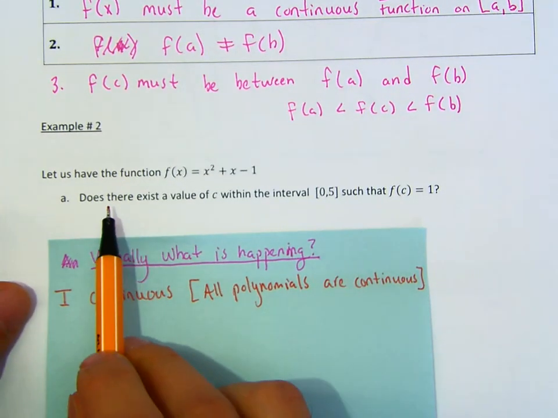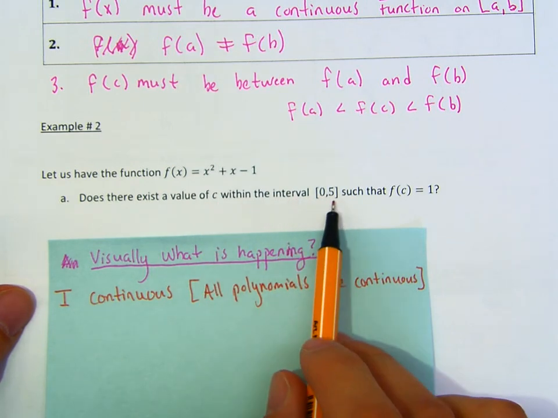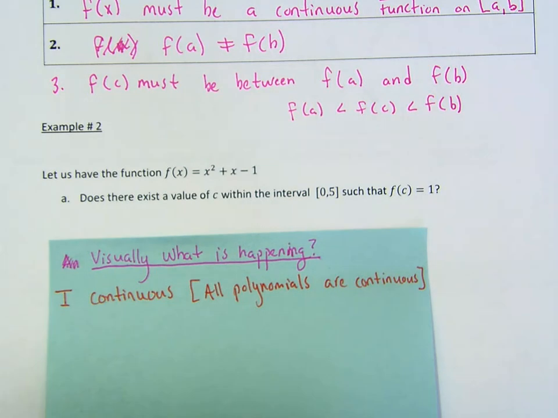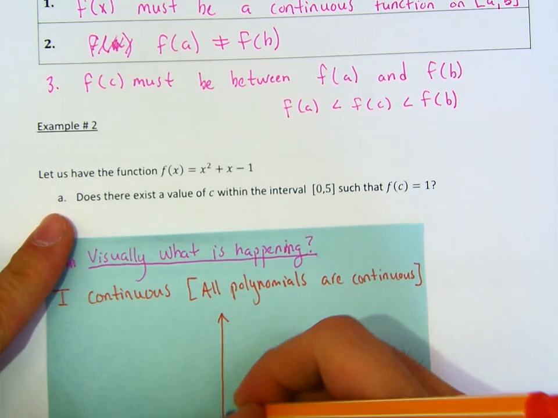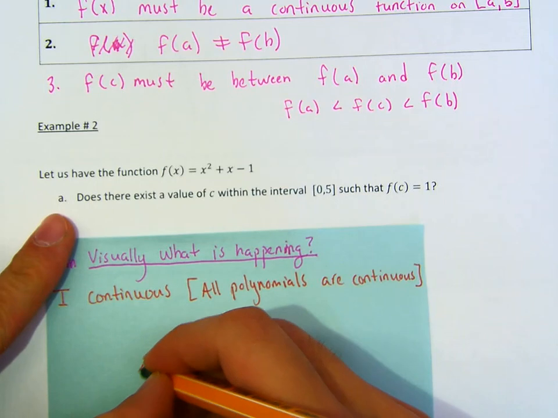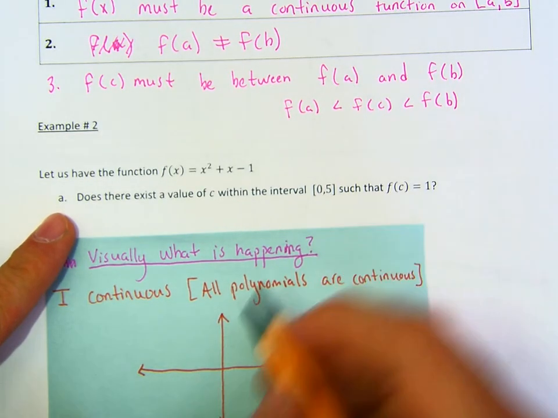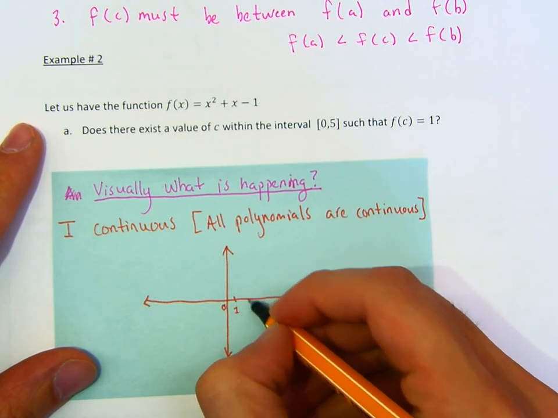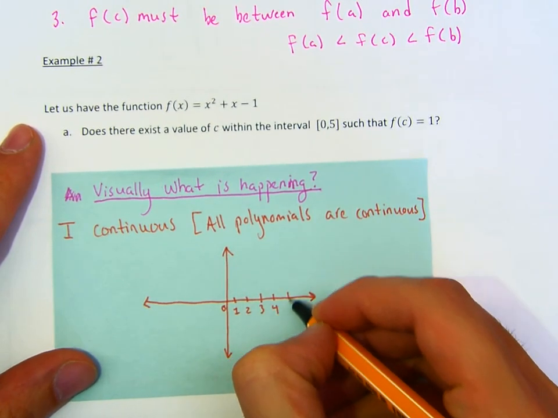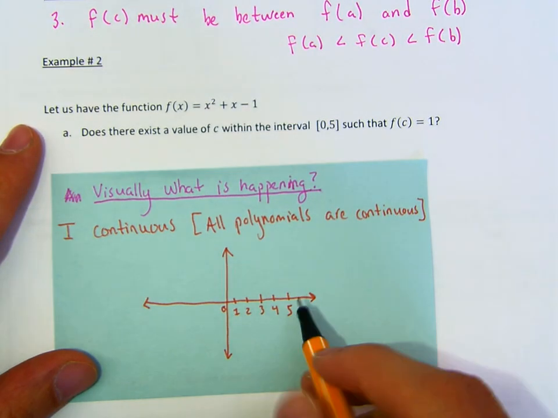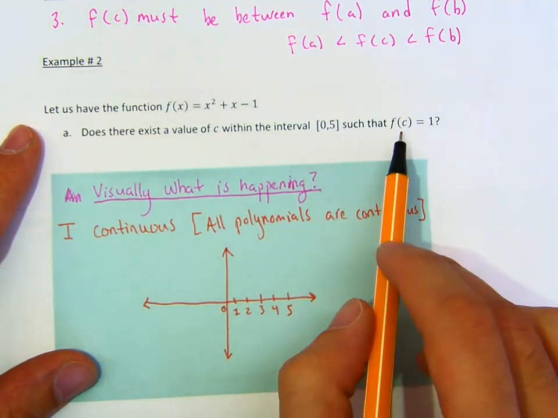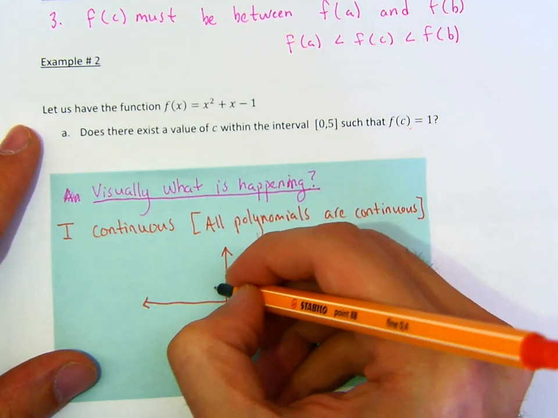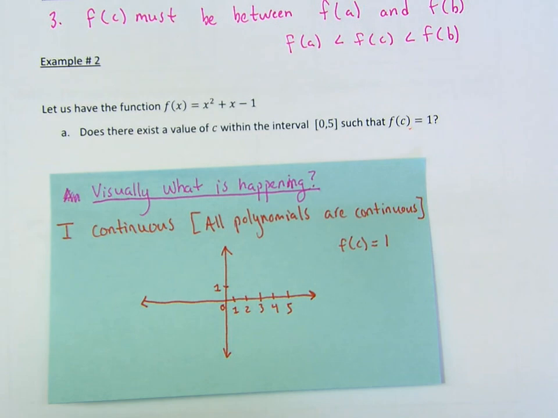Let's see the next part. It's saying, does there exist a value of c within the interval of 0 to 5 such that f(c) is 1? So let's just draw what is happening. If we have the coordinate system, this is 0, this is 1, this is 2, this is 3, this is 4, this is 5. Does there exist a value such that f(c) equals 1? This is the horizontal line just like this.